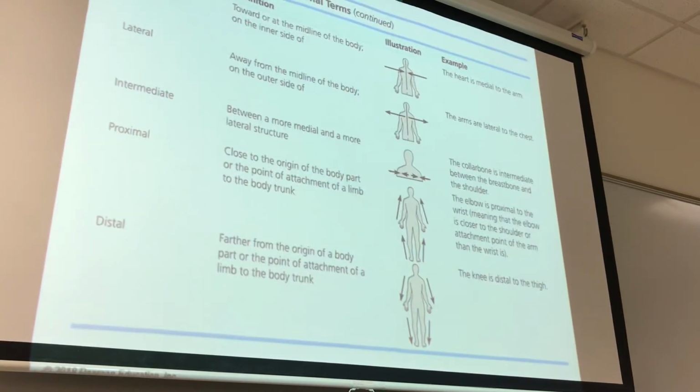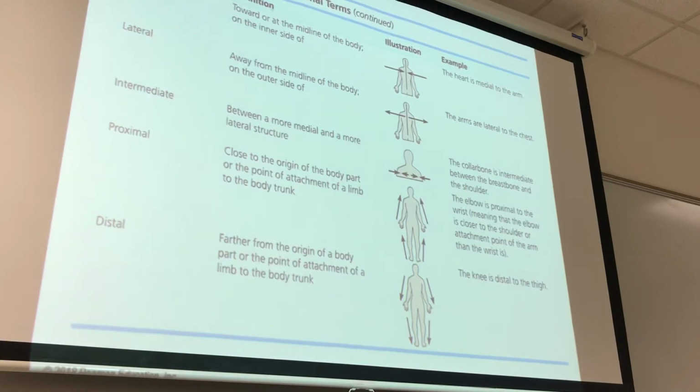The next one is medial, lateral, and intermediate. Medial means closer to the midline. Lateral means farther away from the midline. And the midline, if you think about a plumb line going right down the center of your body, that's your median line. If I was to compare my shoulder and my sternum to one another, my sternum would be medial to my shoulder, because my sternum is closer to the middle of my body than my shoulder is, right? Therefore, my shoulder is lateral to the sternum because it's further away from the midline.